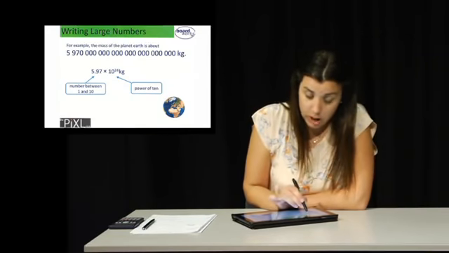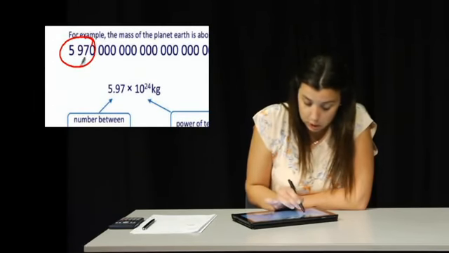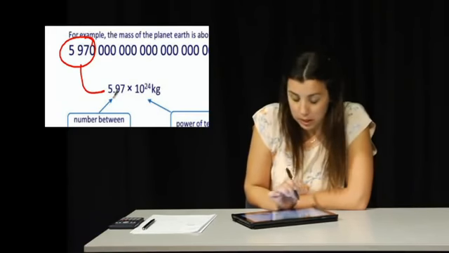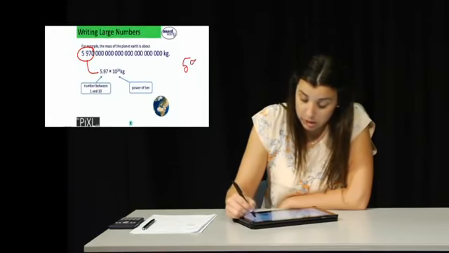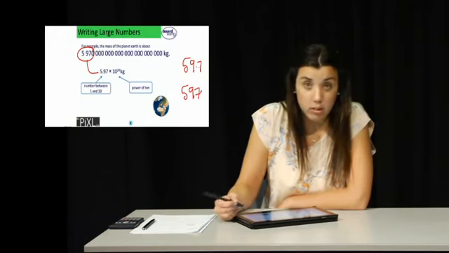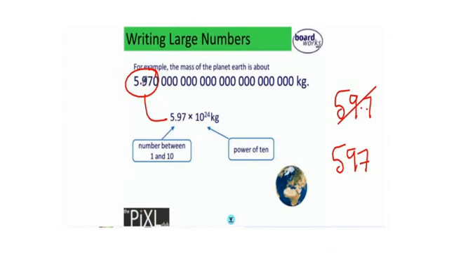So we're looking here, we've got 5, 9, 7. So this number here is going to become 5.97. That's the only way we can make a number between 1 and 10. Our other options would be 59.7, too big, or 597, also too big. So this here is where our decimal point goes, you see on the screen here.